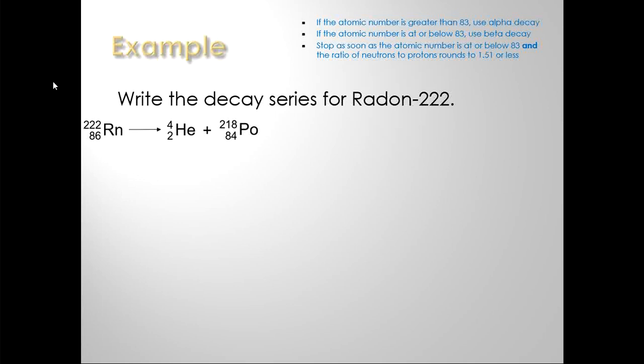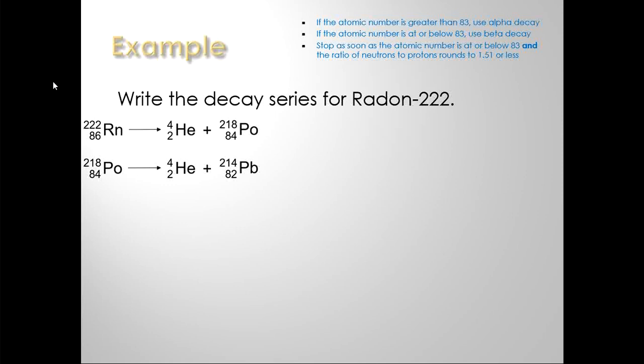So now we start with the daughter isotope that we ended with in this first nuclear equation. So we start with polonium 218. And again, because this atomic number is greater than 83, it will go through alpha decay. And again, we take the same steps to figure out the daughter isotope in this nuclear equation. So we have the mass number as 214. The atomic number is 82. 82 on the periodic table is lead.